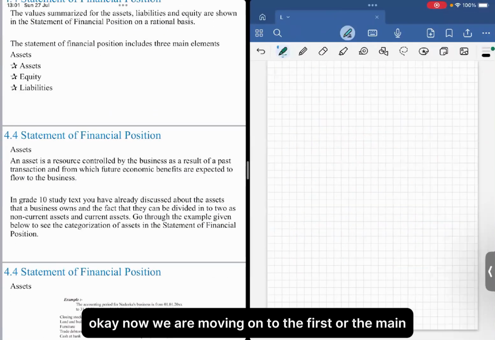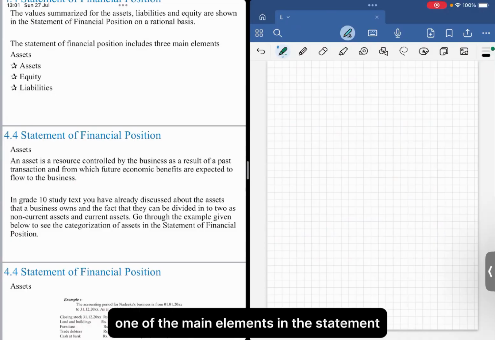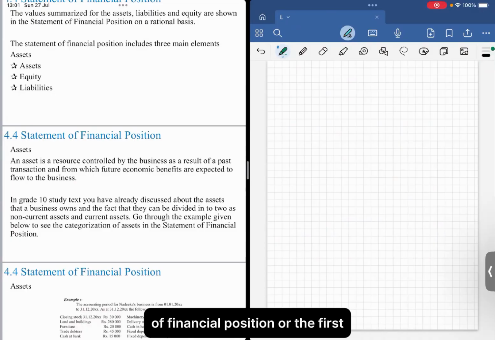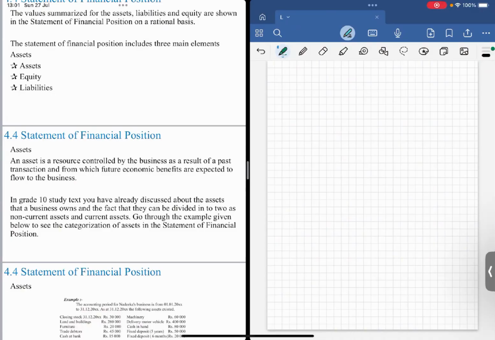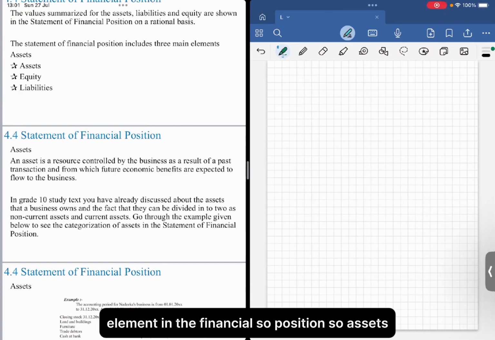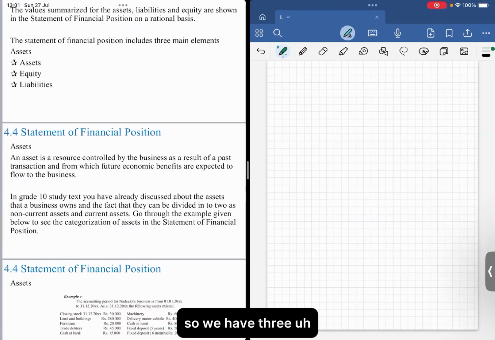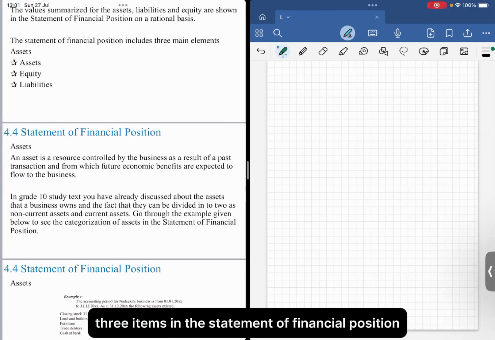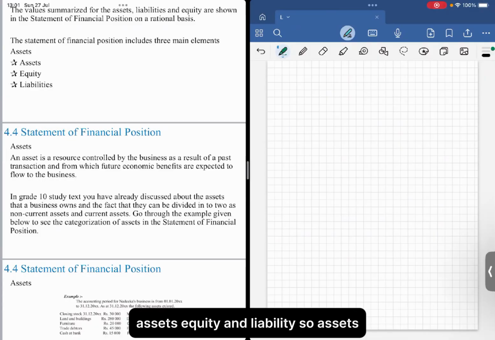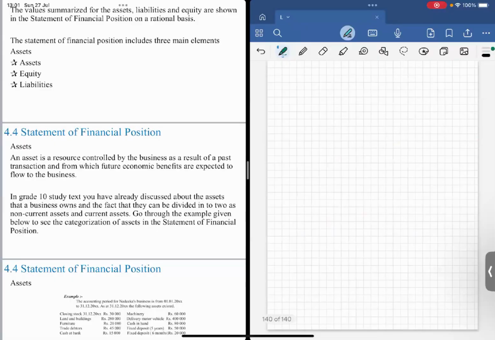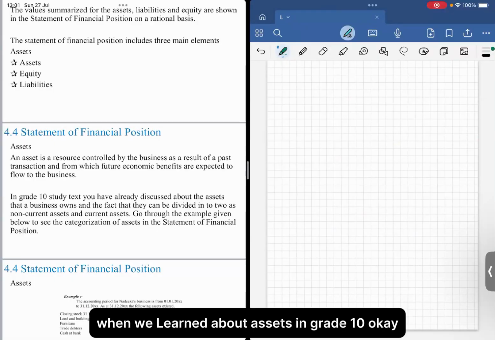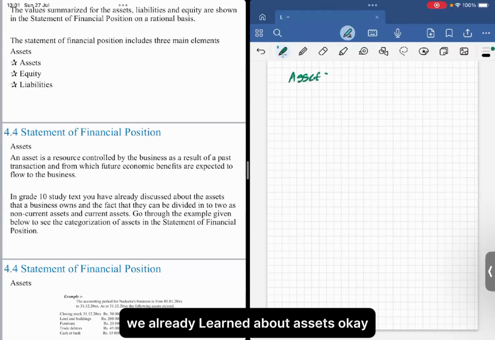Okay, now we are moving on to the first, or one of the main elements in the statement of financial position. So assets. We have three items in the statement of financial position: assets, equity, and liability. We already learned about assets when we learned about them in grade 10.